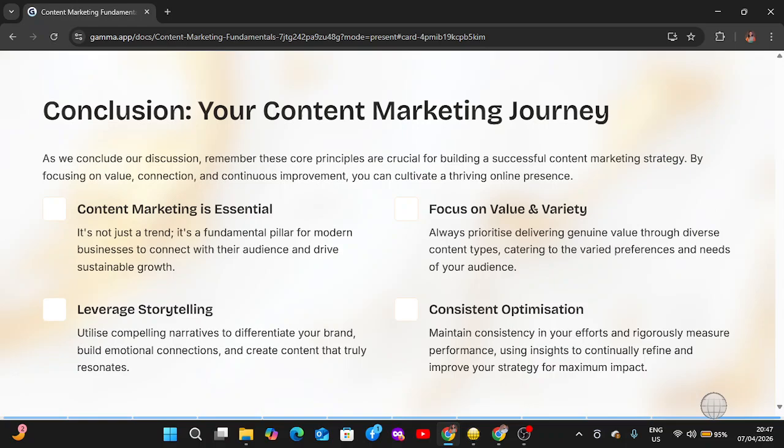Then the next thing is to maintain consistency in your efforts. That's your consistency in what you're posting. Then regularly measure your performance. That's checking what you're posting and what the engagement is like. Though most people do it monthly, you can do it over time.